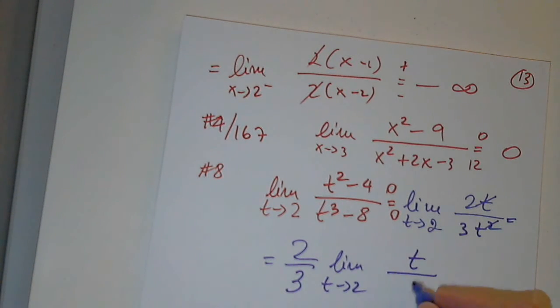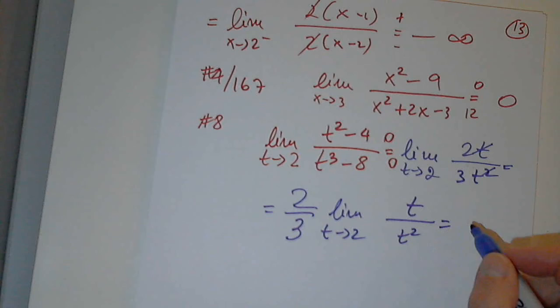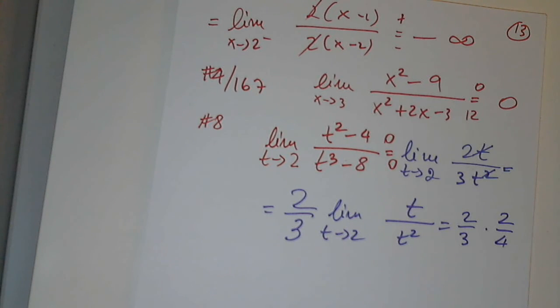So I have t over t squared. What now? Let's say we don't simplify. We don't know how to simplify. Is it still 0 over 0? No. So just plug it in. So 2/3 multiplied by 2 over 4. So these two go, all these three go, and it's 1/3. The work is tremendously reduced. Otherwise, you would have had to factor the difference of cubes and simplify and then plug it in.